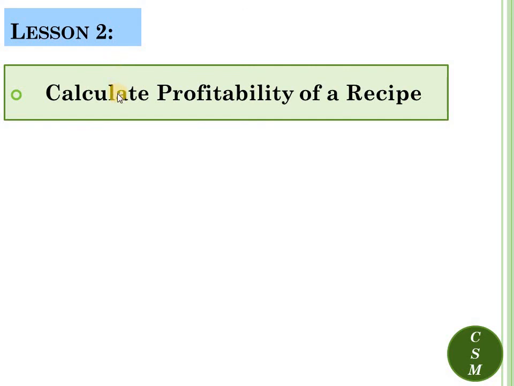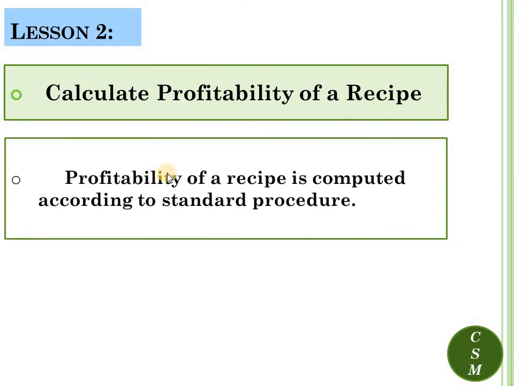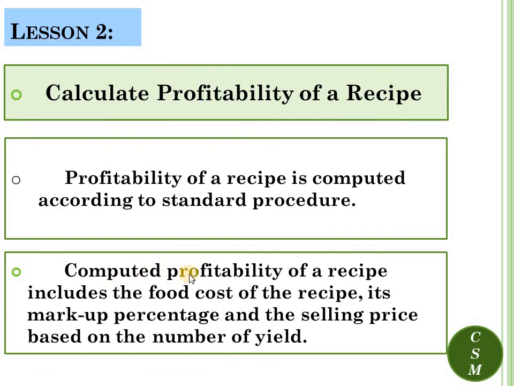Lesson 2. Calculate profitability of a recipe. Profitability of a recipe is computed according to standard procedure. Computed profitability of a recipe includes the food cost of the recipe, its markup percentage, and the selling price based on the number of yield.